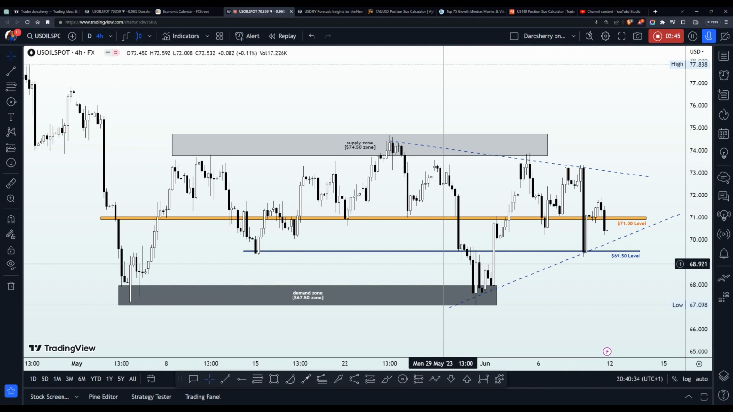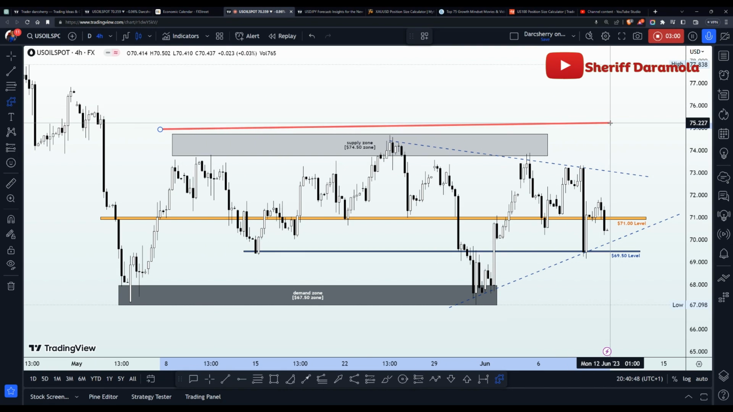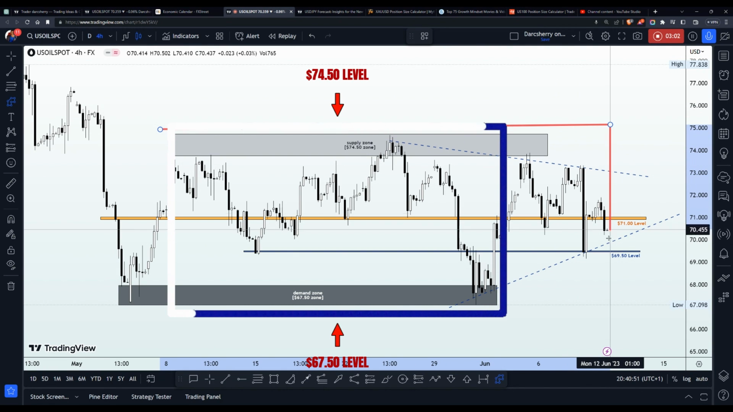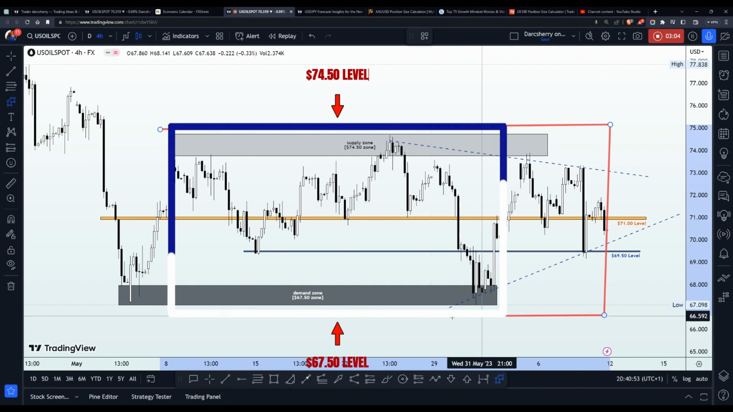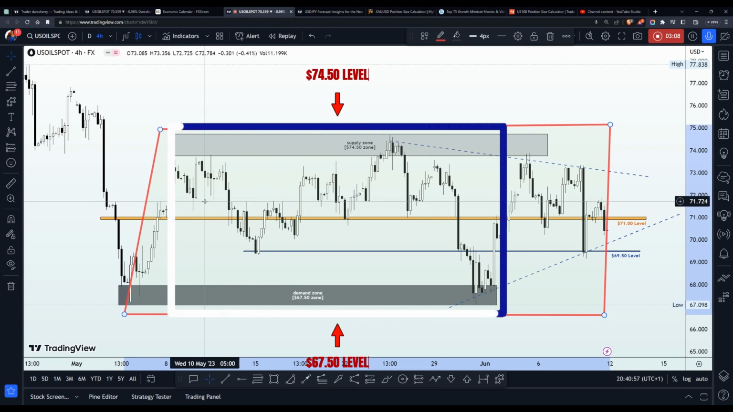And what I did here was to consider the activity of price action since the beginning of last month. And what I was able to come up with was the fact that price action has been trapped within a range between the $74.50 level, which happens to be the supply zone of this channel, and the $67.50 area, which happens to be the demand zone for this channel.